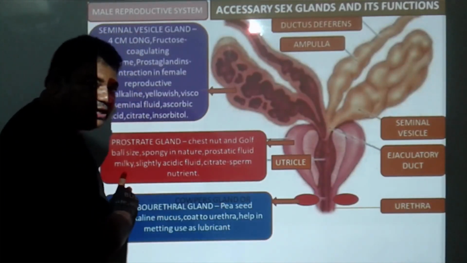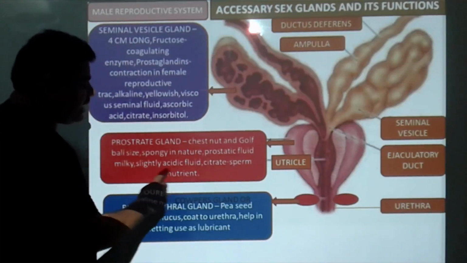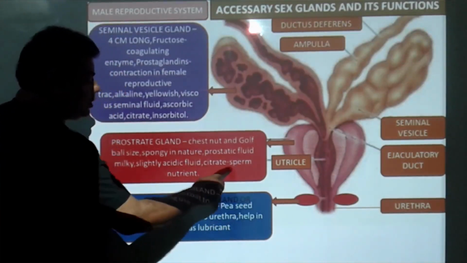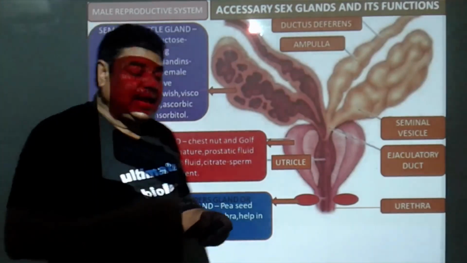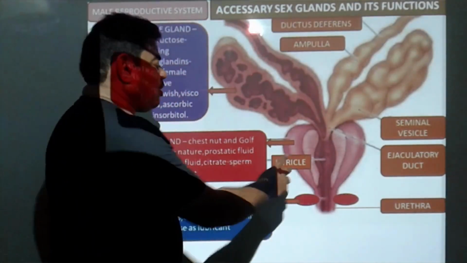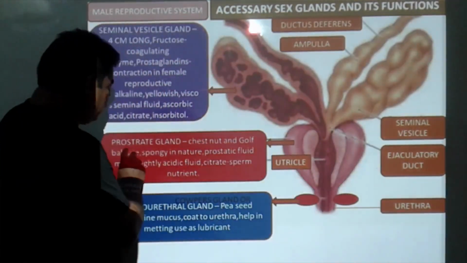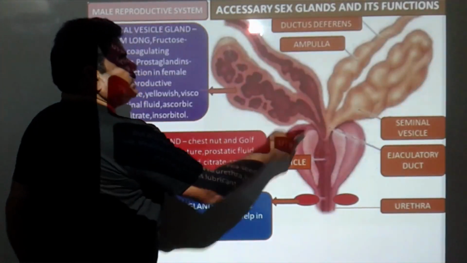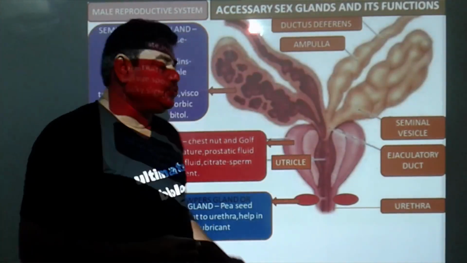This prostatic fluid is milky and slightly acidic. It releases citrate, which acts as sperm nutrients. The sperm motility gets increased due to the secretion of this gland. That gland we call the prostate gland. That is the second accessory gland associated with the male reproductive system.